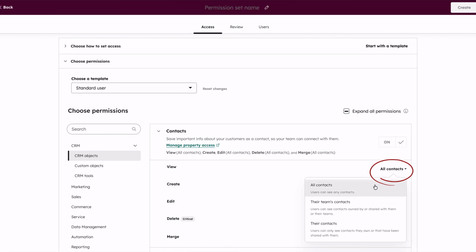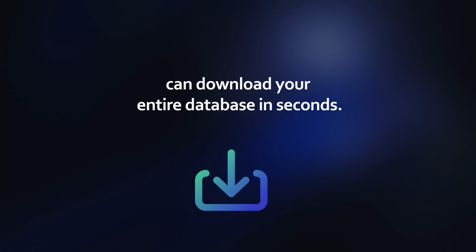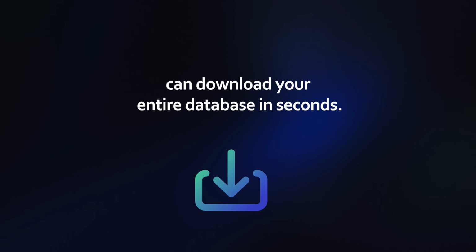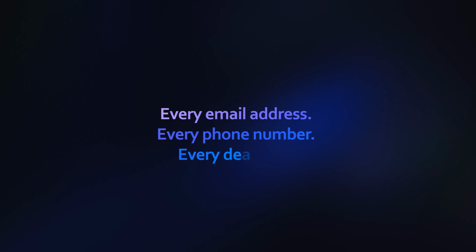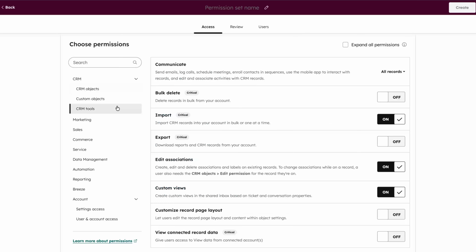Now, the export button is probably the permission that most companies overlook, and it is arguably the most dangerous one. A user with view access to contacts and export permissions can download your entire database in a matter of seconds. Every single email address, every phone number, every deal note, gone. So this permission is controlled separately from view access. Someone can have permission to view records on a screen, but not export them.